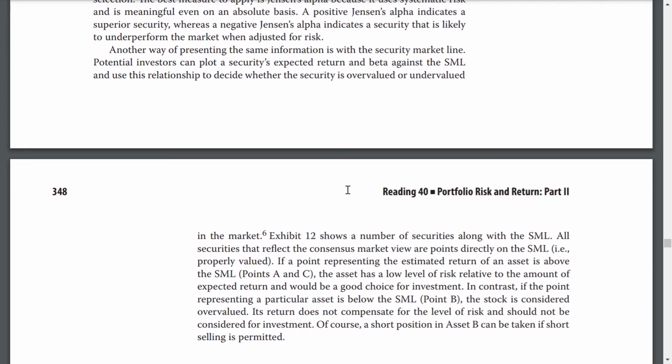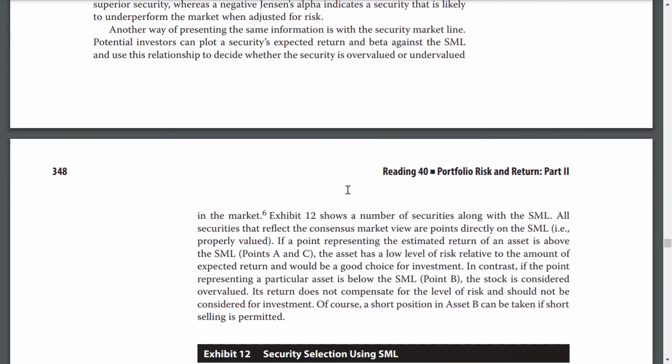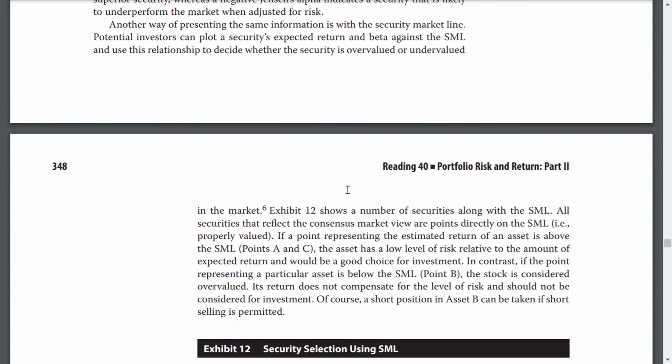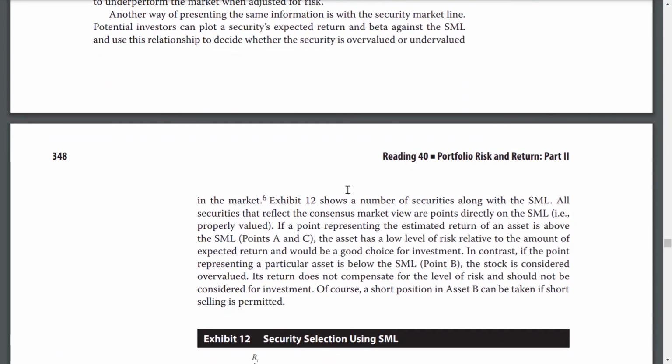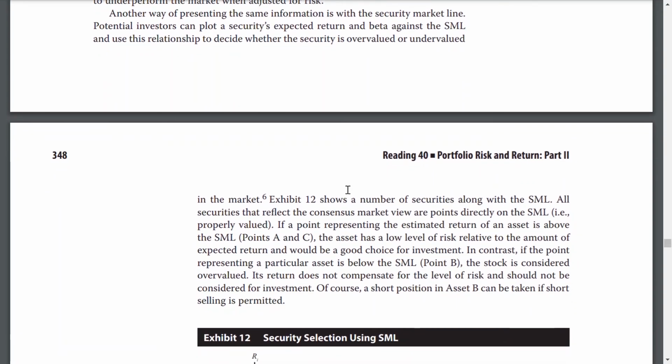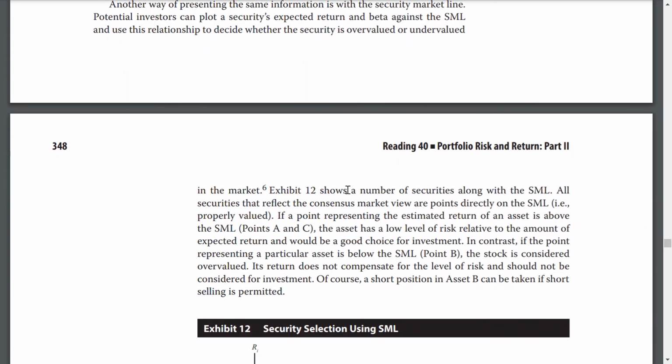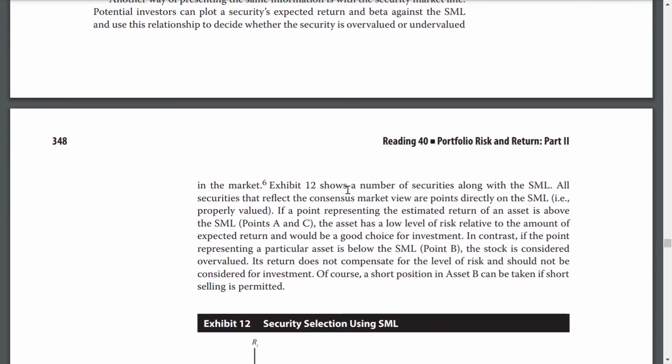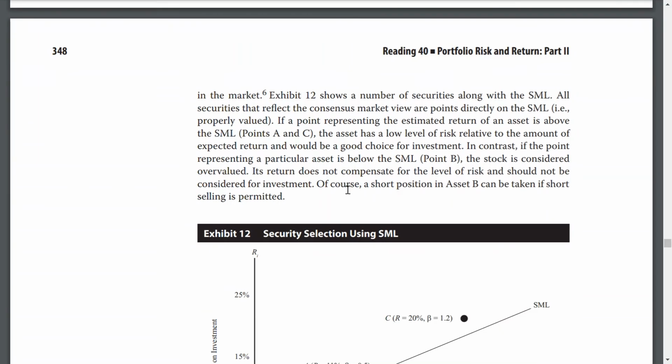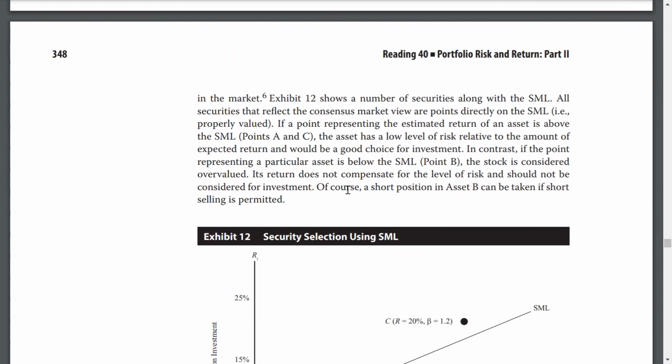Another way of presenting the same information is with the security market line. Potential investors can plot a security's expected return and beta against the SML and use the relationship to decide whether the security is overvalued or undervalued. Exhibit 12 shows a number of securities along with the SML. All securities that reflect the consensus market view are points directly on the SML.